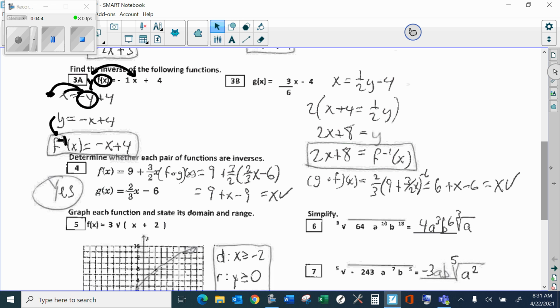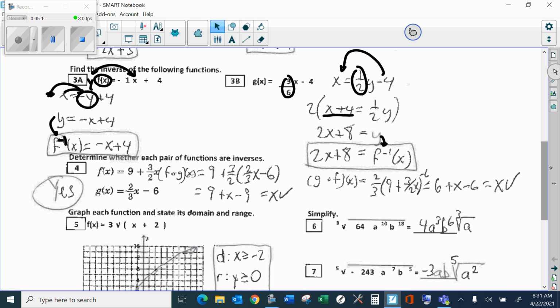Okay, and same idea for b, except I just simplified this 3/6 down to 1/2. I switch the x and the y. And I need to solve for y. Since this coefficient is positive, I'm going to leave the y on the right side. So add the 4 across, you get that. Then I need to get rid of the 1/2, so I multiply the whole thing by 2. That gives me 2x plus 8 equals y. And now I go ahead and substitute back in the f inverse of x.